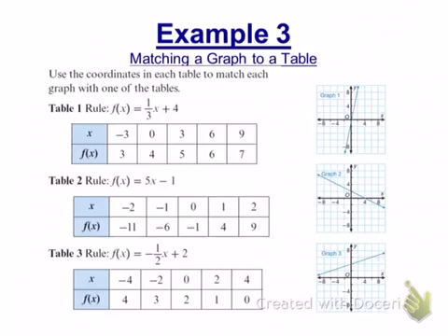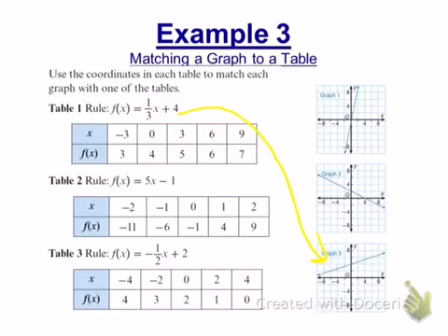Now, who thinks they can match Table 1 to the appropriate graph? Just based on what we've done so far, Table 1 goes to which graph? Raise your hand and let me know here. Jay, which one do you think it goes to? Table 2. No, Table 1 goes to which graph? Griffin? Graph 3 is correct. And the reason being, Griff, what's your justification for that?